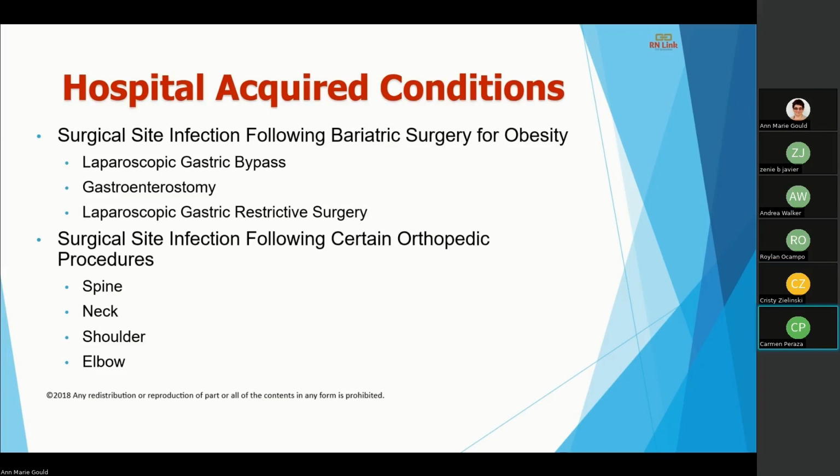So if they were to get pneumonia, then it would be a POA of no, or not present on admission. That's right. Yep. So you just need to know, like we gave you the list of the HACs. If it's not in the list, then it's not considered a HAC.